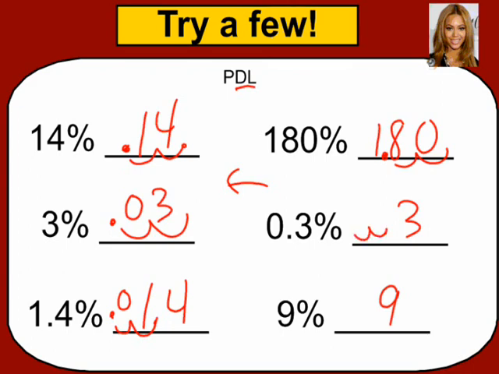0.3% would be 0.003. And 9% as a decimal would be 0.09. So all you have to do for a percent to a decimal, just move the decimal point 2 to the left.